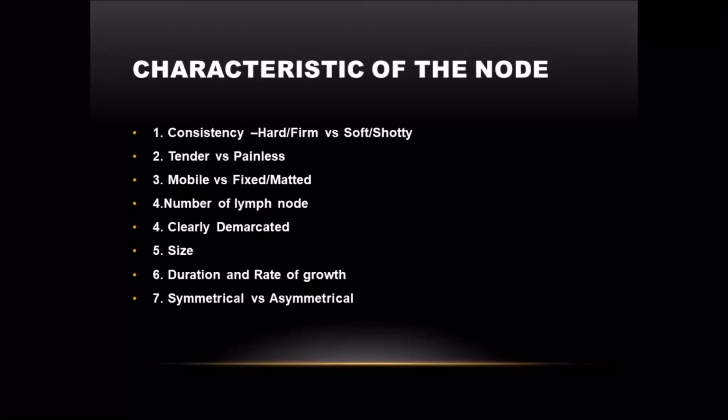Next, mobility: how will we test? Muscular structures, sir. Now you think that it is in the area of sternomastoid. Whether it is deep to sternomastoid or superficial to sternomastoid, how will we come to know? Sir, by asking the patient to turn to the contralateral side against resistance.